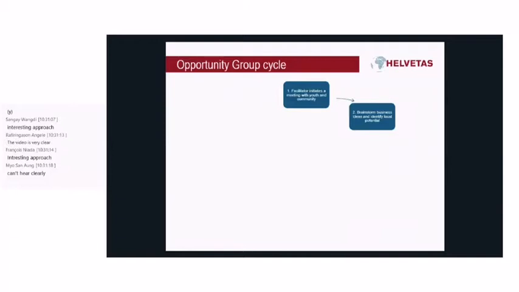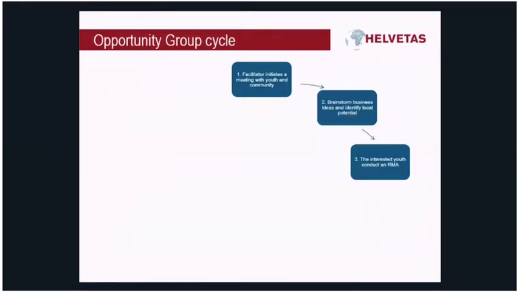For example, beekeeping. Interested youth then, after the meeting, facilitated by the facilitator, conduct the rapid market appraisal, the RMA, to verify and confirm their idea. If the RMA results are positive, meaning the potential is confirmed, the opportunity group is created. It means that if during the meeting 4 to 5 participants were interested in beekeeping, they may invite more interested youth to join, those of the same interest.